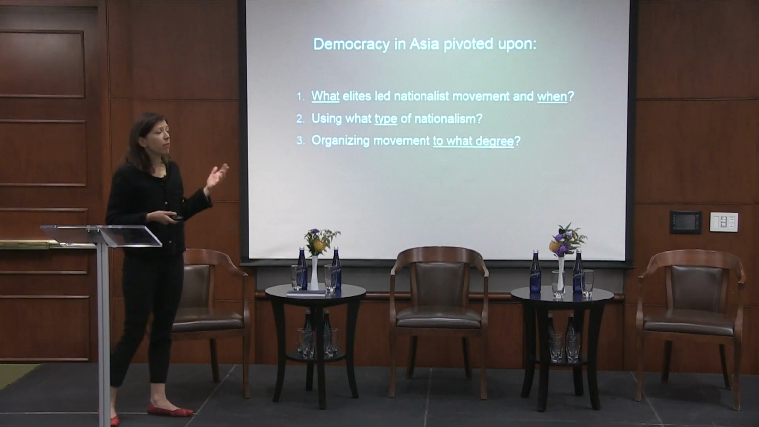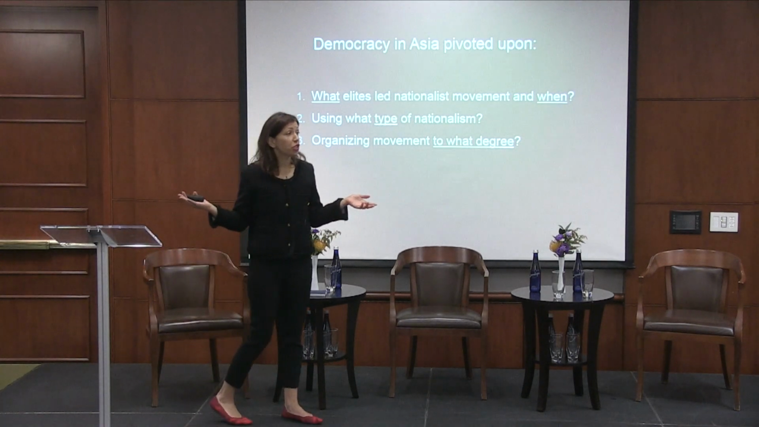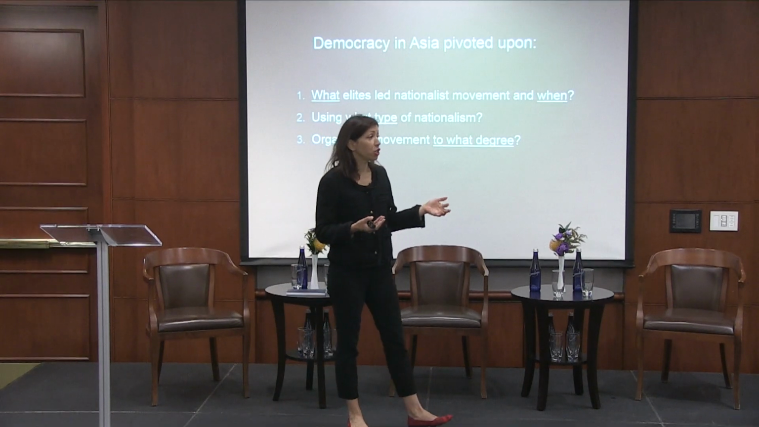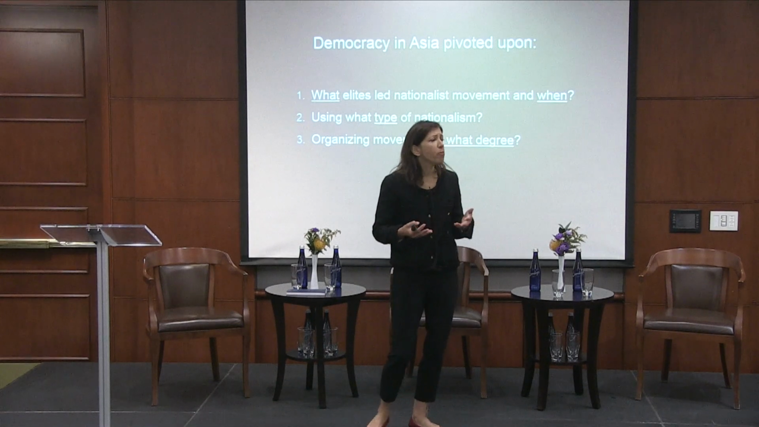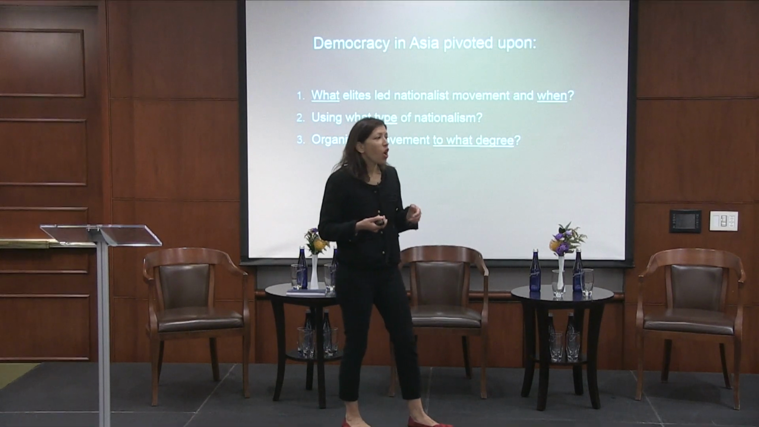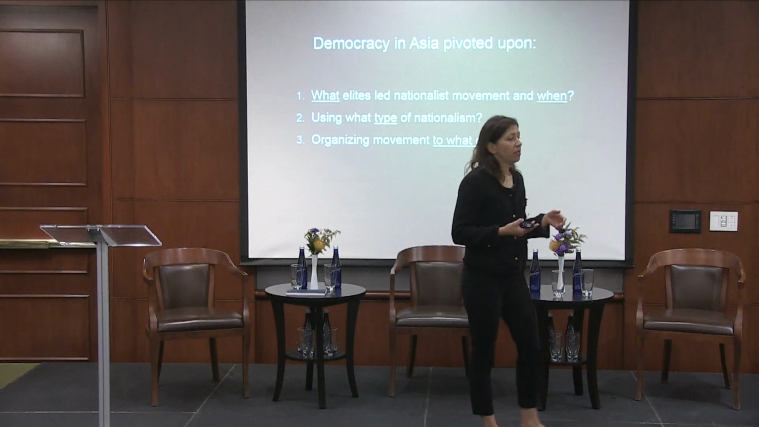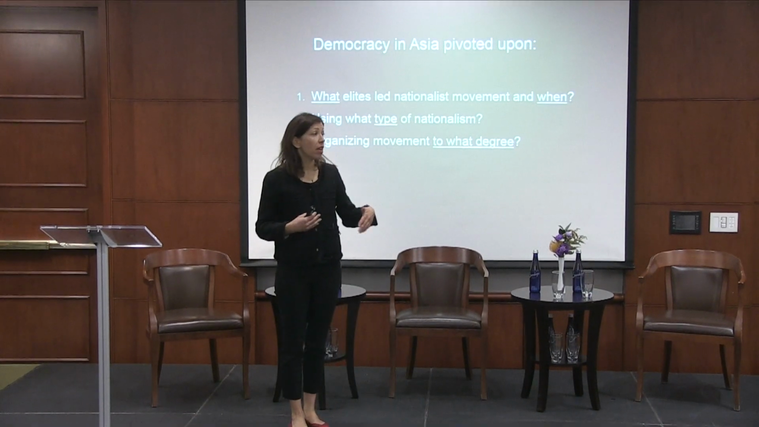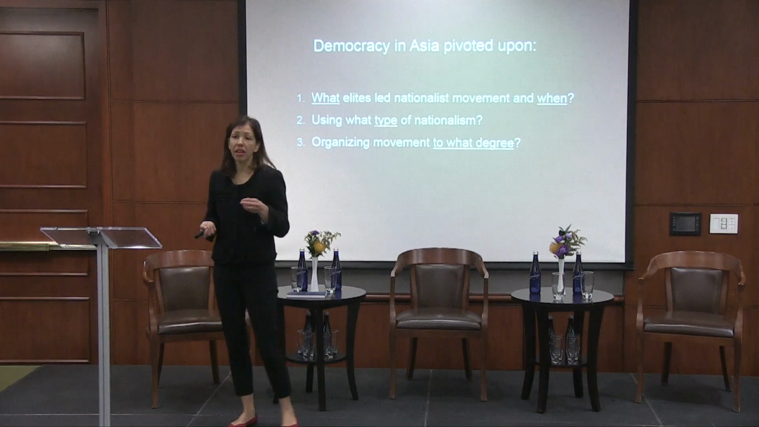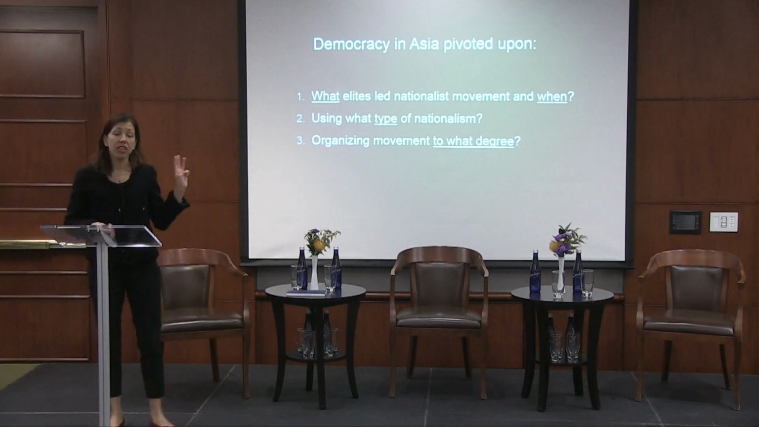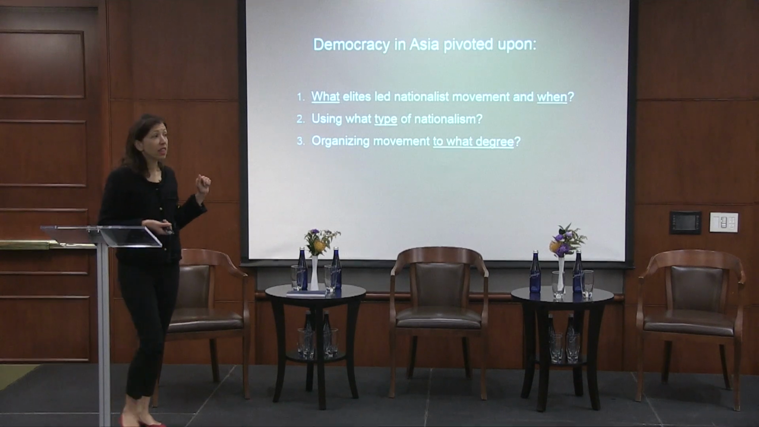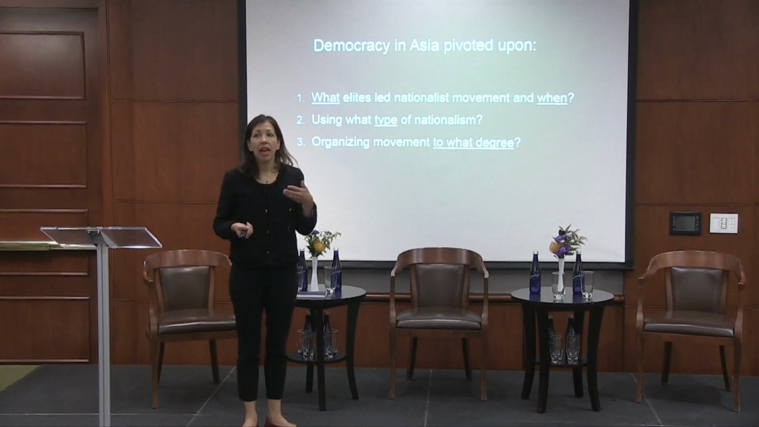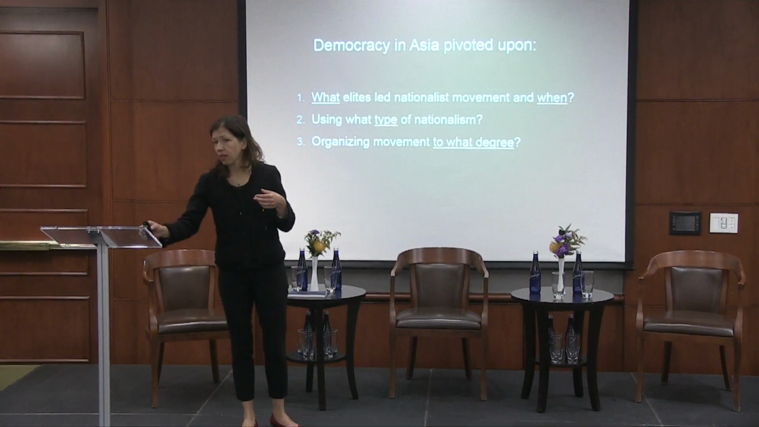So to conclude, I argue that although those structural conditions that Dan and I have both mentioned that abound in the political science literature for why we get a democracy do matter, those conditions are not requirements, because we do see examples of countries emerging without these long stretches of favorable history. And I think what political science literature needs to take more seriously are these kinds of questions. That is, what kinds of elites led the nationalist movement and when relative to independence, using what type of nationalism, and organizing their movements to what degree. And I will stop there.